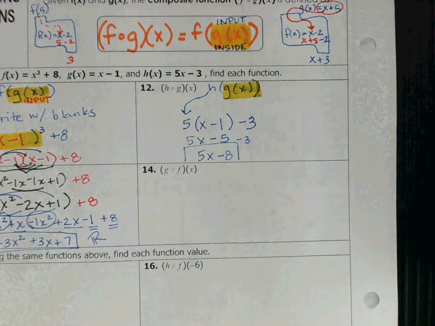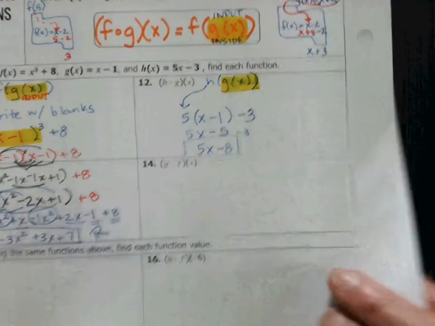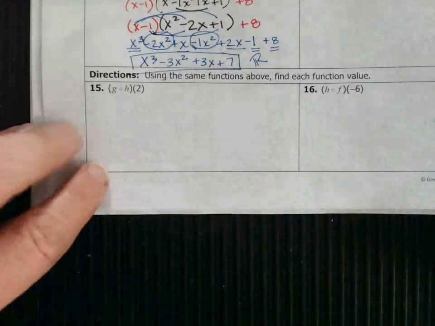So depending on the complexity of the function, it can make it a little bit scarier. Okay? That's easy, right? That's not bad. Just remember, the first one is the function you're using. The inside is the input. All right, let's do 15 real quick.